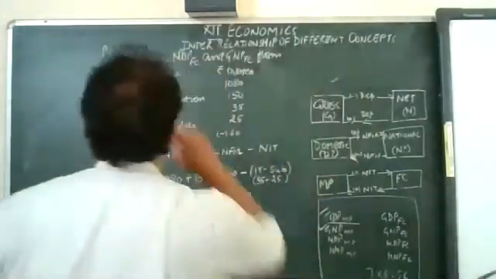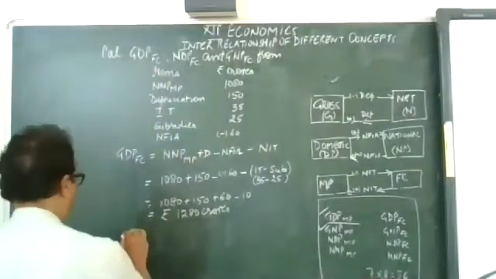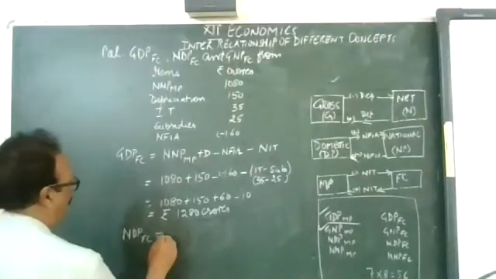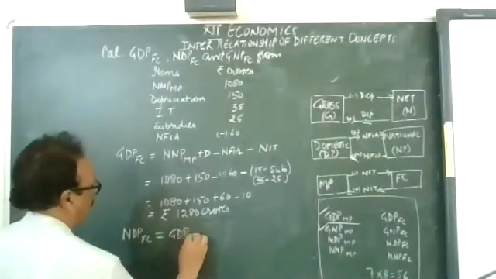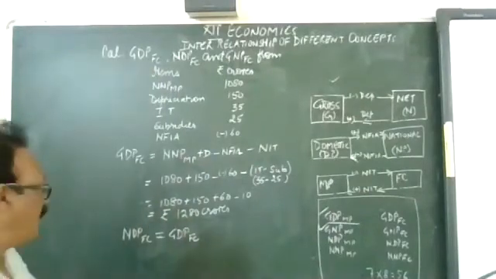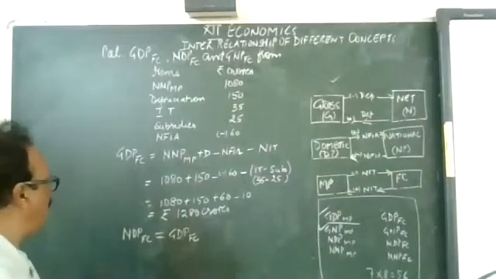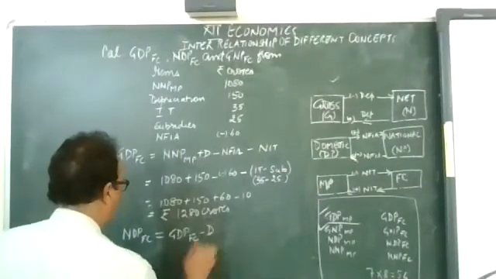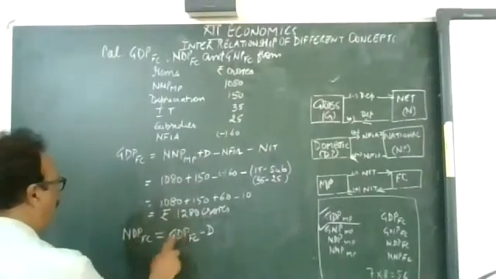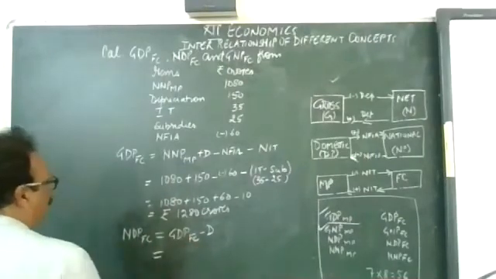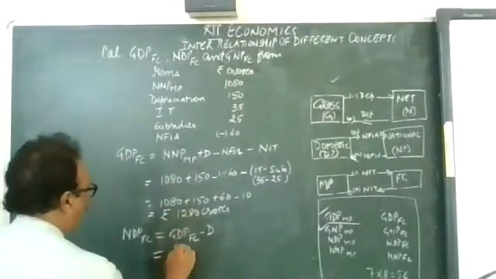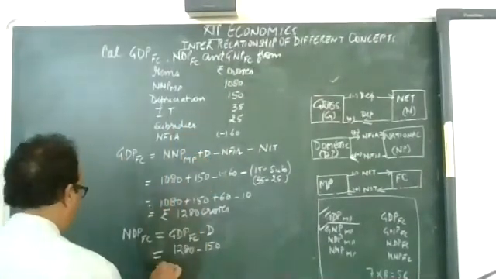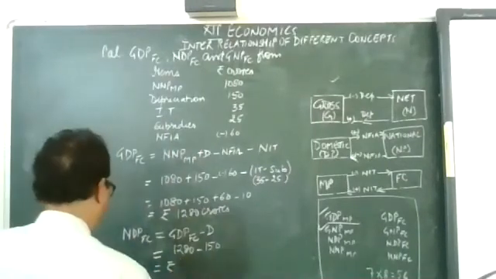Second, we have to find NDP at factor cost. What do we have? We already have the value of GDP at factor cost. Complete the formula. How do you get it? From gross to net, what happens? Minus depreciation. Domestic, no problem. The rest is all the same. GDP at factor cost, we have calculated 1280, minus depreciation given 150, and that equals rupees 1130.